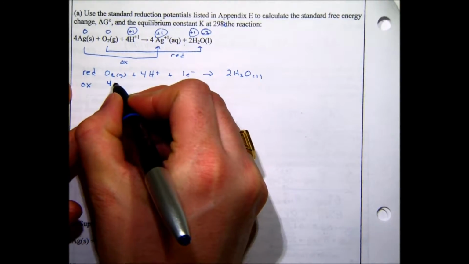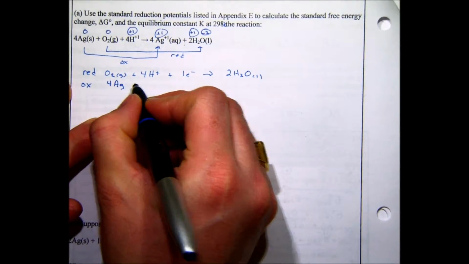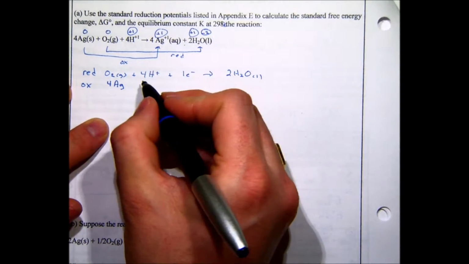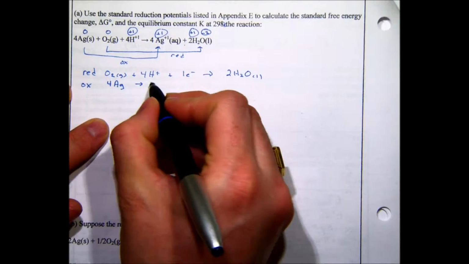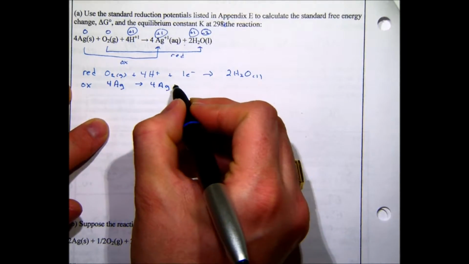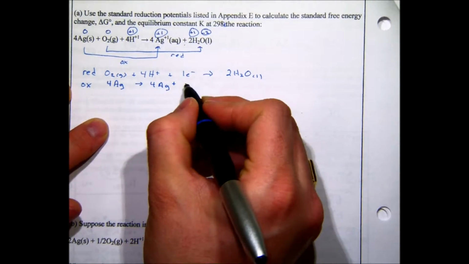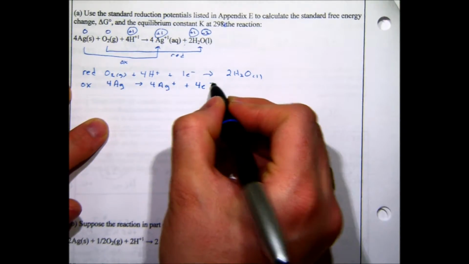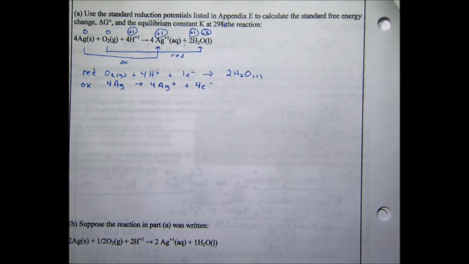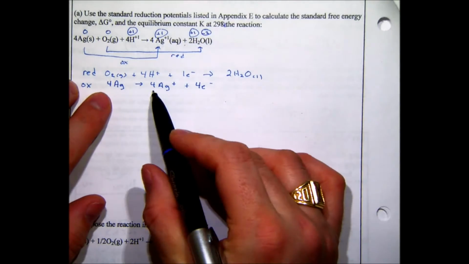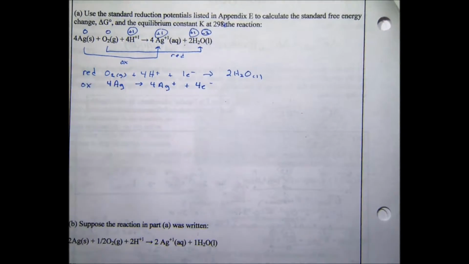And then you write your oxidation, 4Ag going to 4Ag plus 4 electrons. So when you look at your Appendix E for this, you're not going to find it with 4 and 4 and 4. You're going to find it with regards to 1, 1, and 1. And that's okay. Remember that cell potentials are an intrinsic property, so the amount does not matter.